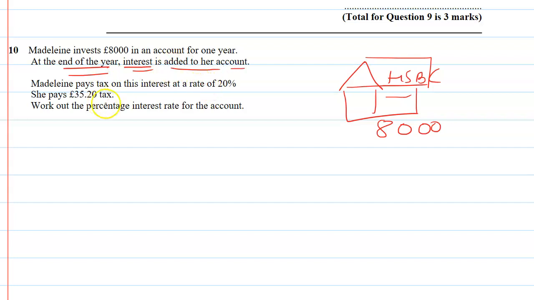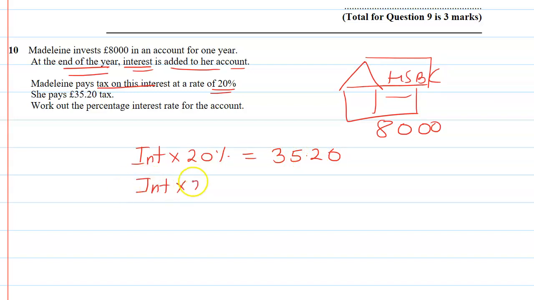We don't know what the interest is, but Madeline pays tax on the interest at the rate of 20%. So tax we know, interest we don't know. Interest, and then we are paying 20%, that is 20% of interest. We are paying 35 pound 20 pence, right? So interest 20% means 20 divided by 100, and it is 35.20.